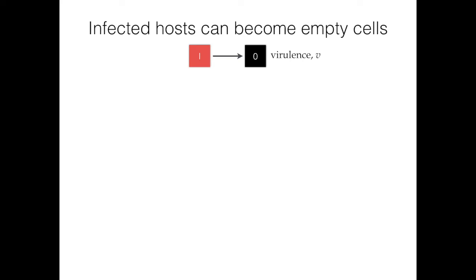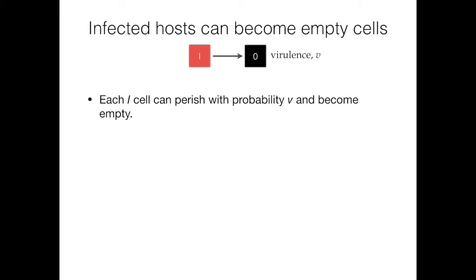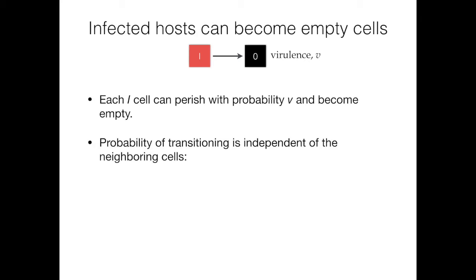Okay. Finally, infected hosts can become empty cells. Infected hosts die with a probability equal to V, the virulence of the pathogen. This transition probability does not depend on the state of one's neighbors, only on being infected. Right, so unlike before, with the things that involve reproduction, where the more neighbors you have, the more likely it is that one of them is going to reproduce onto you, an infected cell just dies with a probability that is the virulence of that pathogen, and it doesn't matter what the state of the neighbors are.